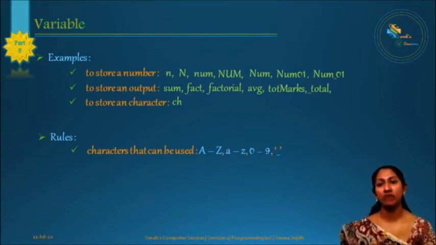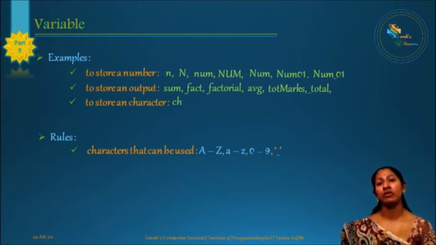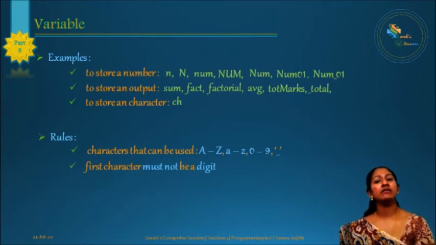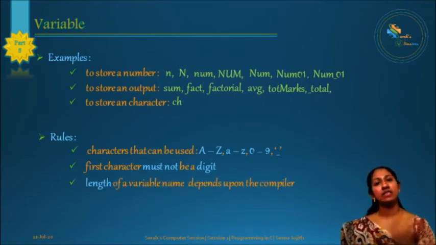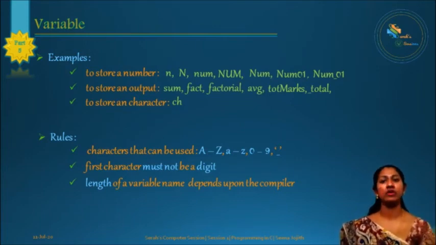Please note that I've not added that point in this slide, but please remember always, you cannot use white spaces or other special characters when you create variable names. Now the first character must not be a digit. You cannot choose a digit as the first character of your variable name. But you can use digits within the name, not as the first letter.